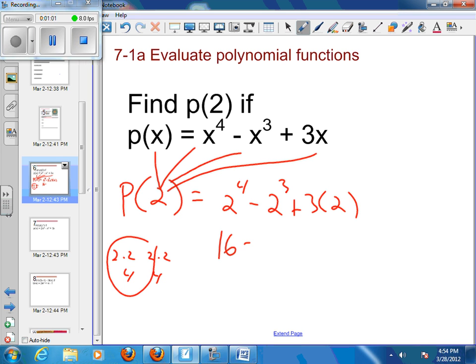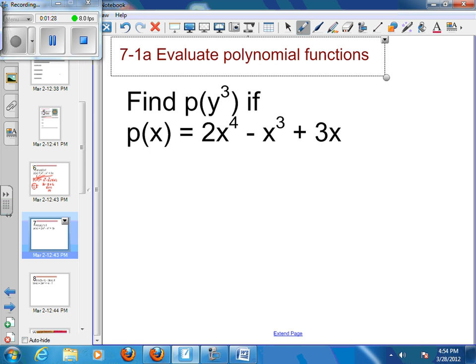And if we look at 2 to the third, well, that's 4 times 2, so that's going to be an 8. And then 3 times 2 is 6. Then we can go ahead and solve our order of operations problem here. So 16 minus 8 is 8 plus 6, which would give us 14. So it would be a very basic application, like a pre-algebra application of functions. So we want to move more abstractly into our Algebra 1 application.